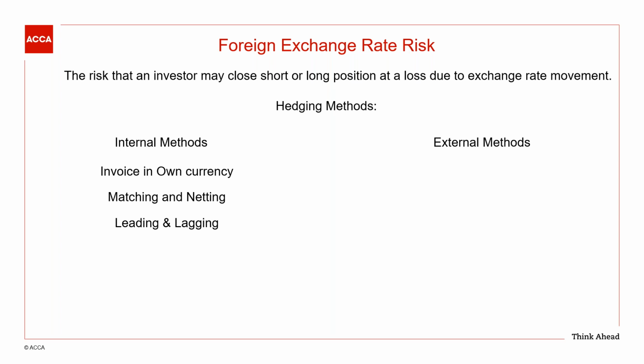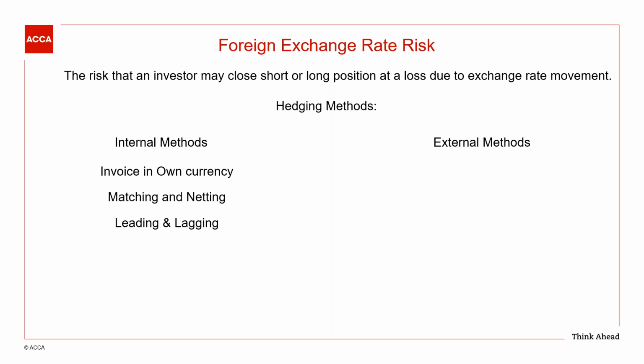When you fix that rate with the bank, you know right from day one what you are going to pay in 1 month's time. So there is no more risk. That's called a forward contract. Now the first feature of a forward contract is that it is a binding contract, so you can't escape from it.